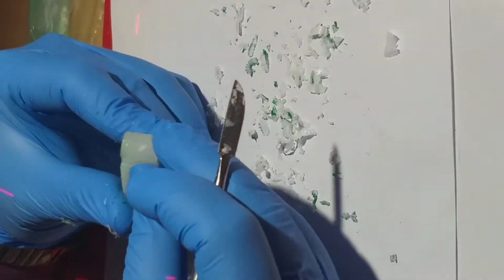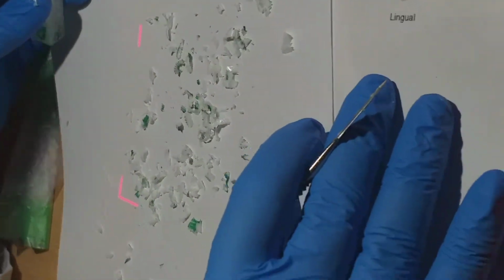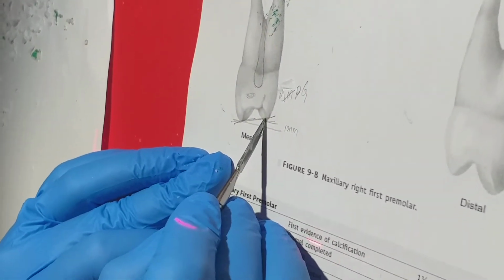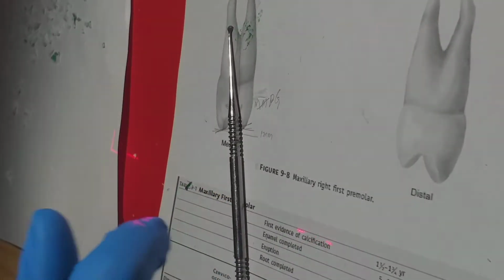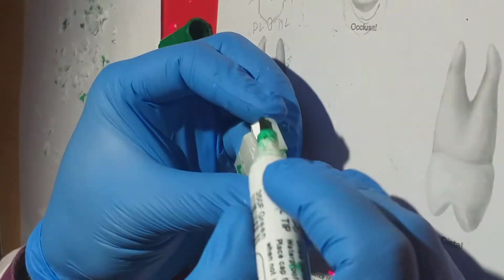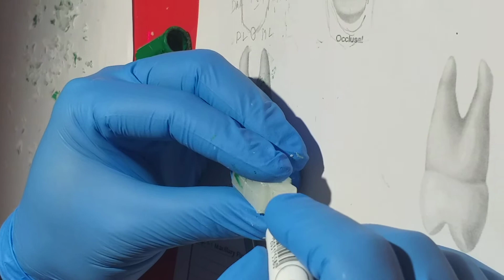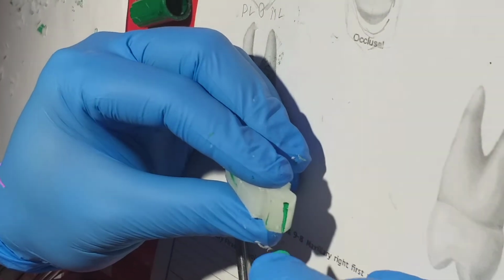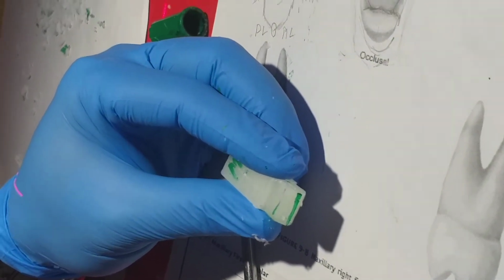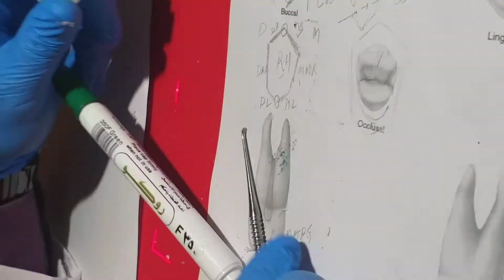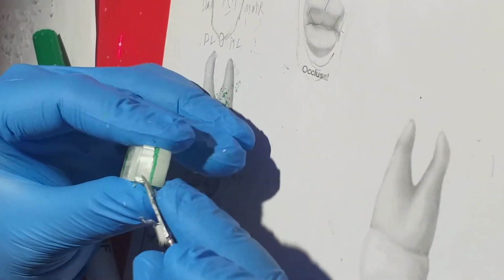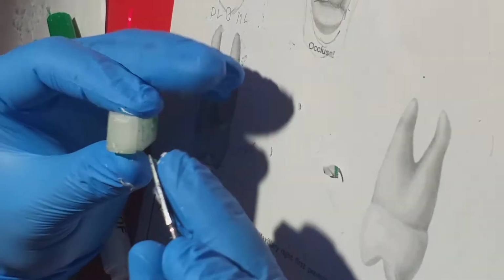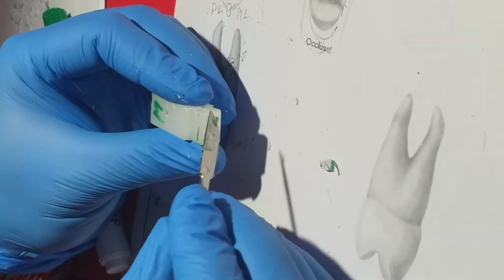So next thing I have to do is reduce the height of the slope here. I mark such that this is the palatal side. I just reduce it like this, 1 mm, such that it slopes towards the palatal side. Now you remove this. Got it? So is it reduced now palatally?